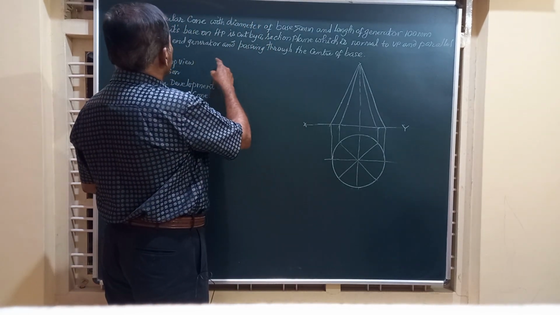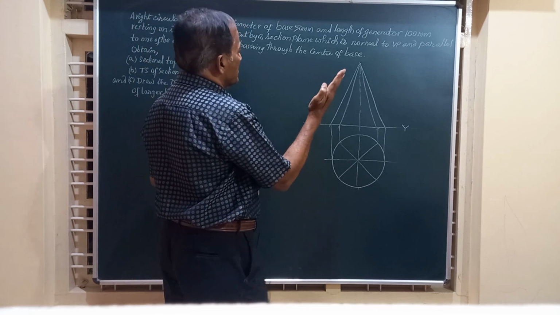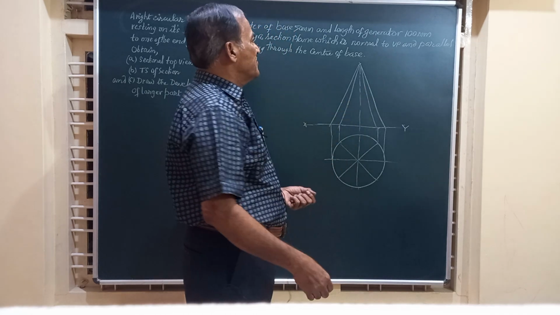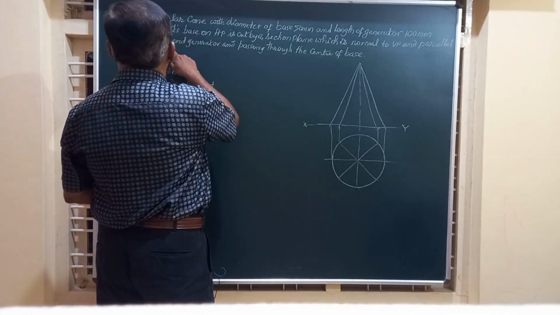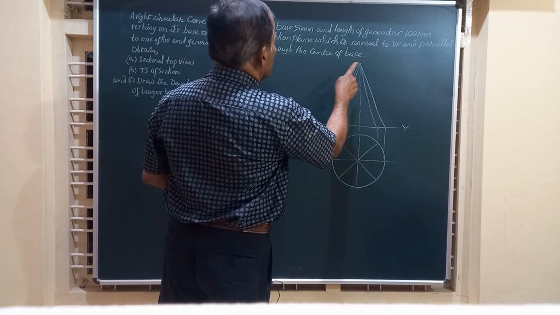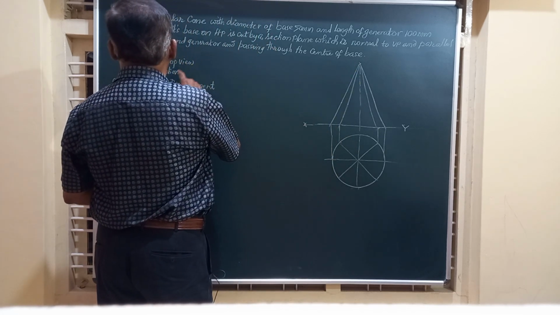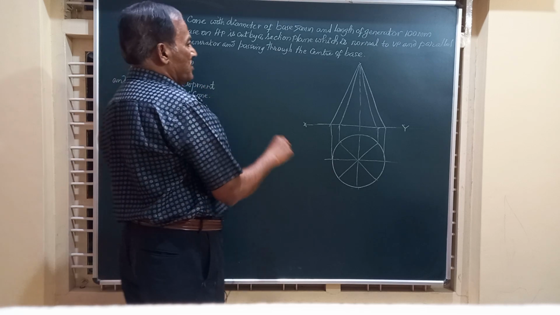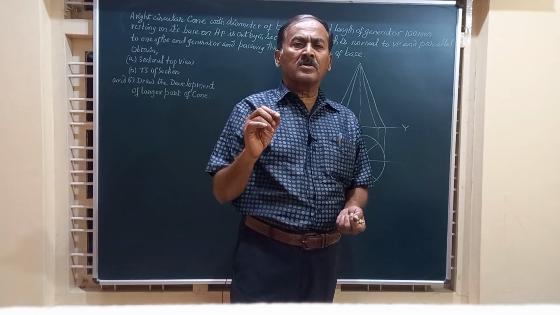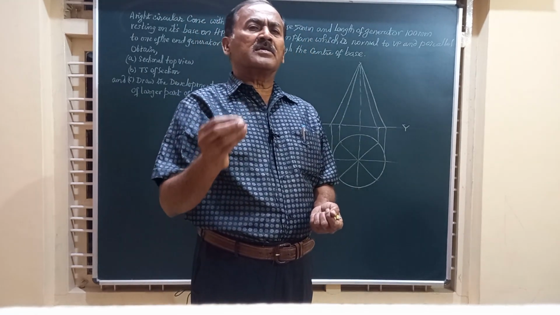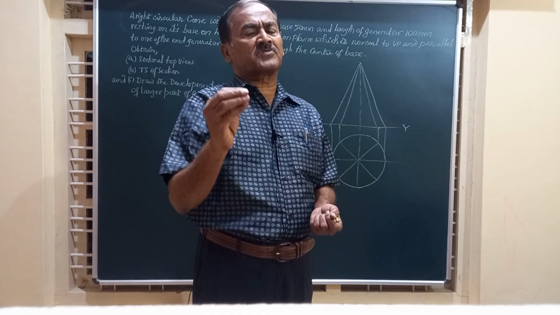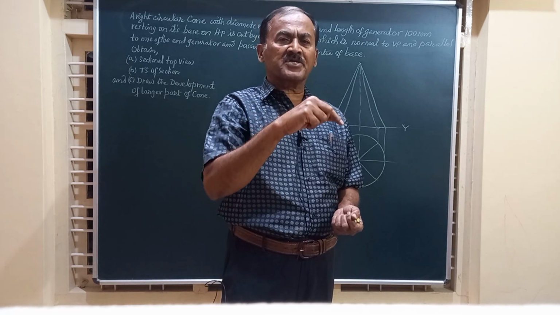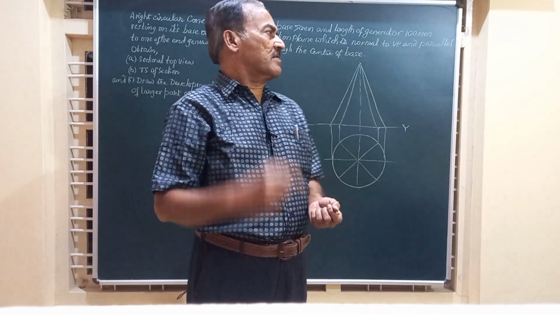It is cut by a section plane which is normal to VP, means it is cut like this. So it is seen as a line in the front view, and we are required to draw the sectional top view, the true shape of section, and draw the development of the larger part. So in this particular problem, we have combined the development along with the section of solids. In fact, you will be learning the solution for two problems. One is on section and the other is on development.